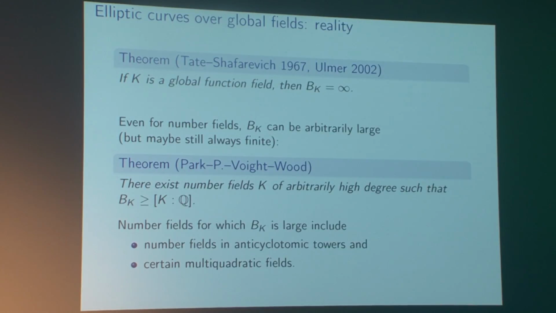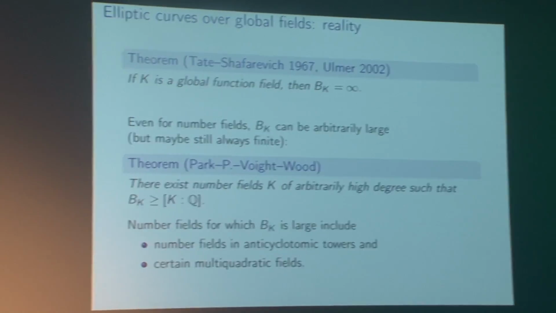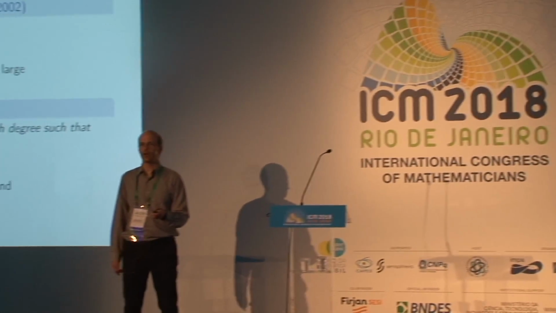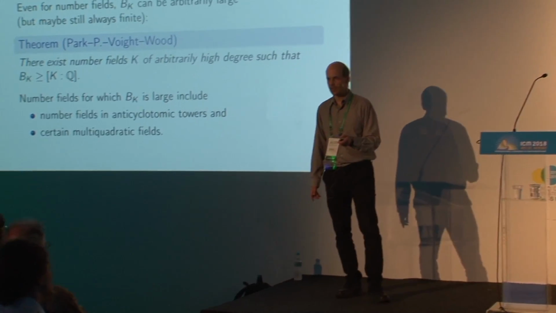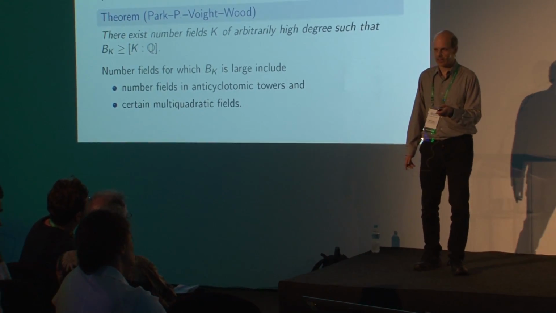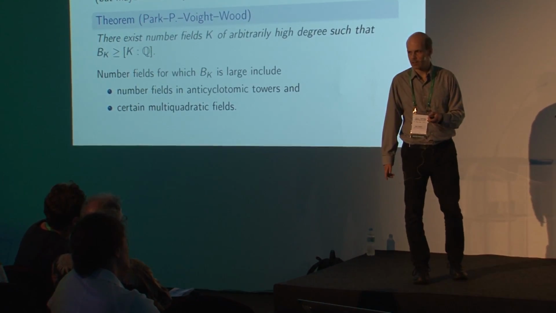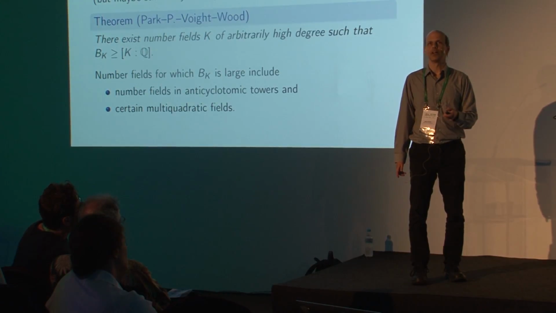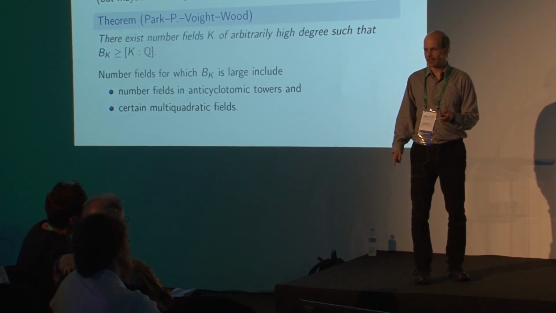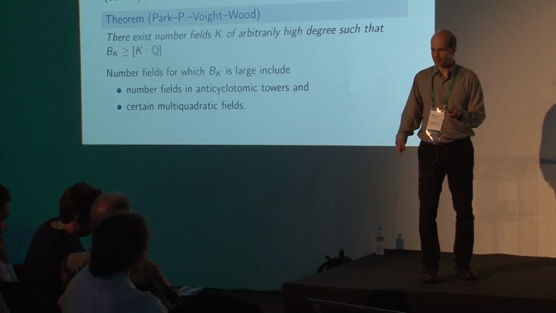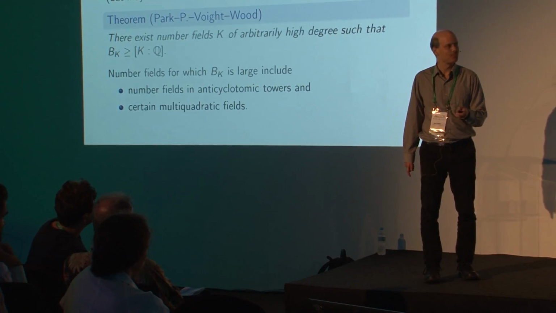Yes. So the question is, what happens if you restrict to elliptic curves that are not isogenous to any of their Galois conjugates over K? Well, I haven't thought about that question, but maybe if there's time at the end, we can talk more about that.